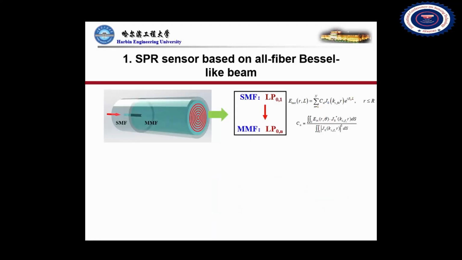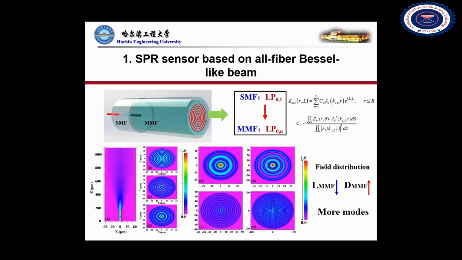Because LP0M modes have different propagation constants, different modes will propagate at different speeds inside the multimode fiber. Thus, the output light field distribution of the multimode fiber changes with the length of the multimode fiber, and the core-to-core ratio of single-mode fiber and multimode fiber. According to our simulation, when the length of multimode fiber increases, the number of rings decreases, and the number of modes also decreases. When the core diameter of the step index multimode fiber increases, the number of excited LP0M modes increases.